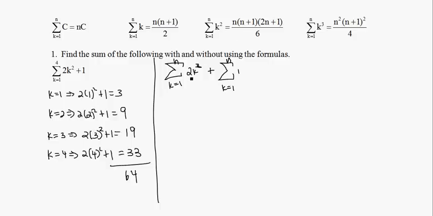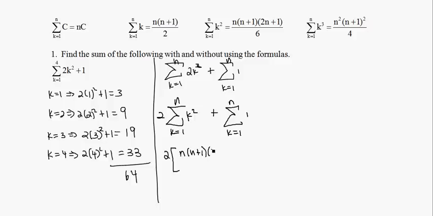So I can rewrite this as 2 times the sum of k squared, from k equals 1. And this is still the same thing. So the sum on k squared is this ugly guy here. I'm going to multiply it by 2. So it's 2 times n times n plus 1, times 2n plus 1, all over 6. Plus the sum on a constant.